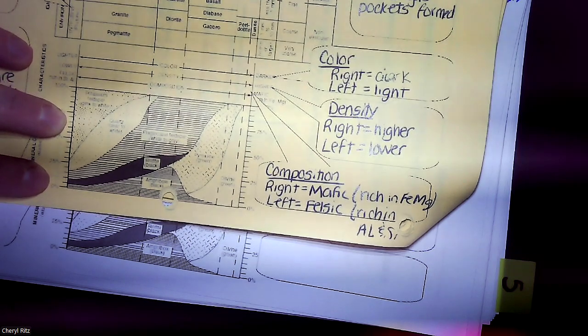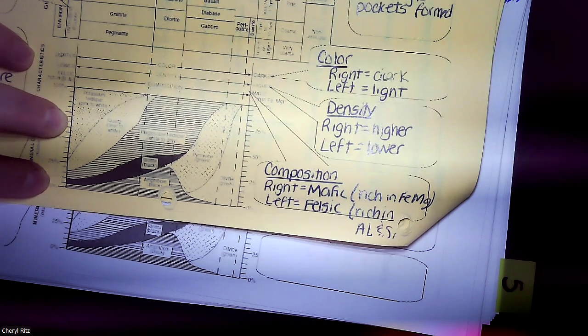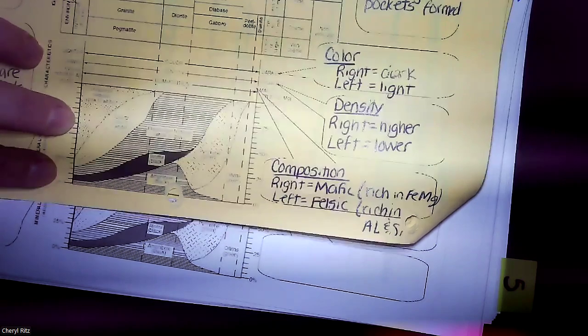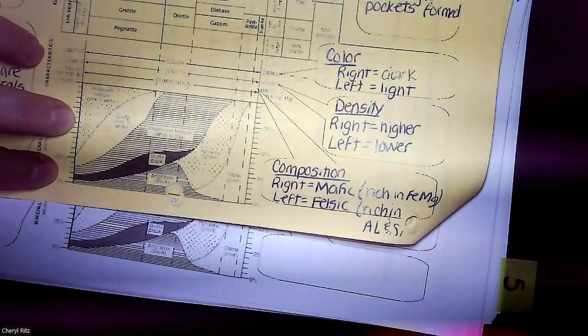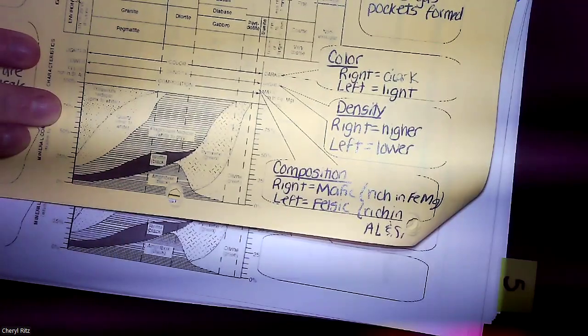So with that composition, you'll see on the reference table underneath the word mafic, it says it's rich in Fe and Mg. And underneath the word felsic, it says rich in Al and Si. It just means the rocks that are on the right have a lot of iron and magnesium, where the rocks on the left have a lot of aluminum and silicon. That's all they want to know.